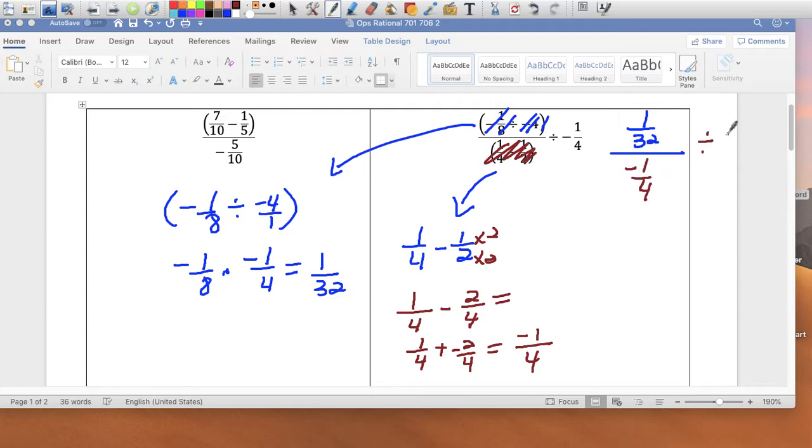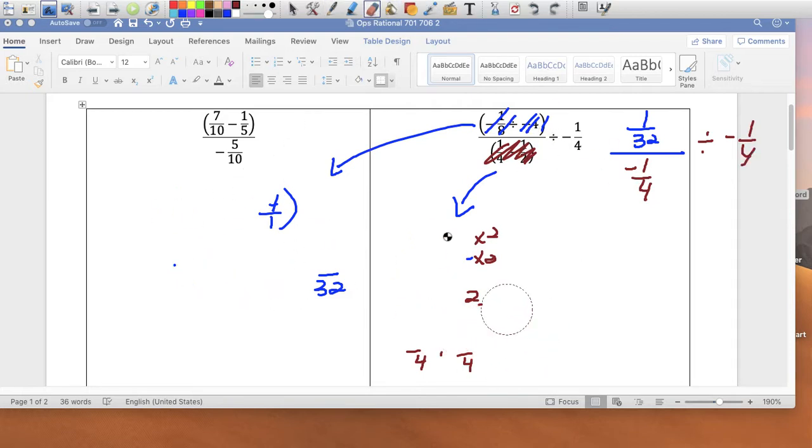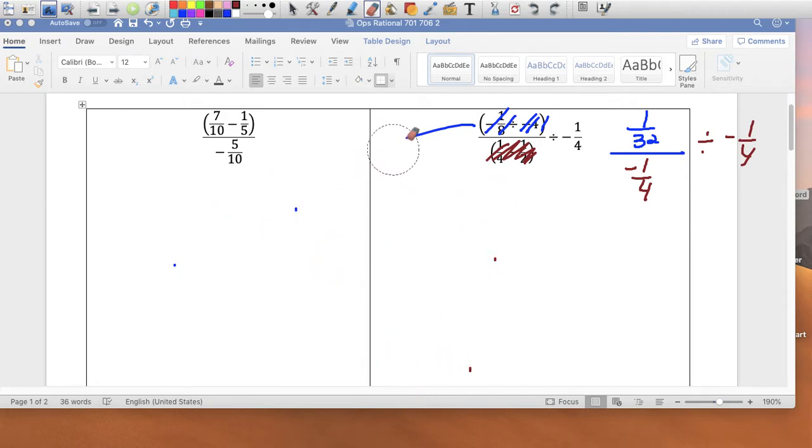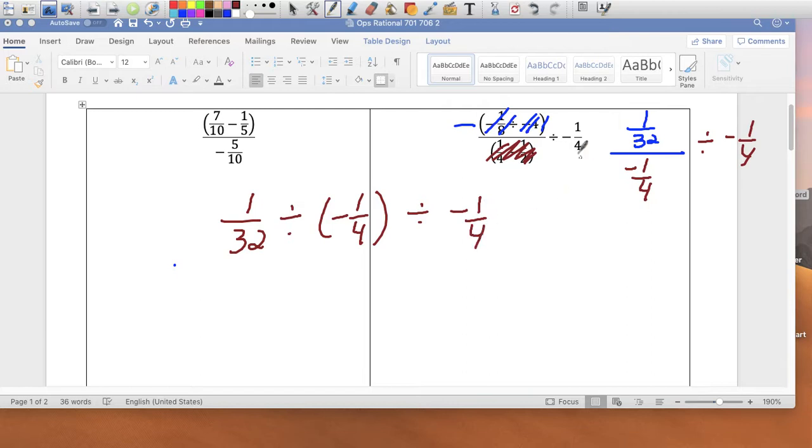And then we're going to divide that by negative 1 over 4. So I change this to that. So now our new problem looks like that. So let me write this. So it's going to be 1 over 32 divided by negative 1 over 4. And then we're going to divide that by negative 1 over 4 again, right? Because it's this divided by this and then divided by this.